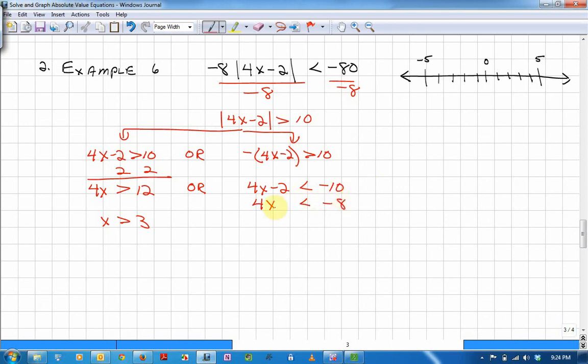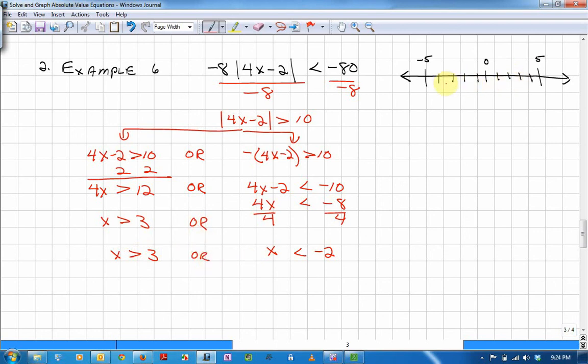Now I'm going to divide both sides by 4. And I get x is less than a negative 2. And of course over here I still have the x is greater than 3. And it's an OR. So x is greater than 3.